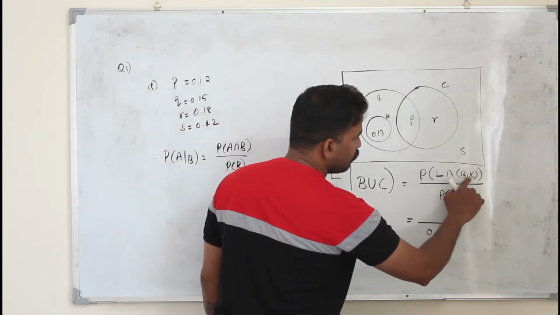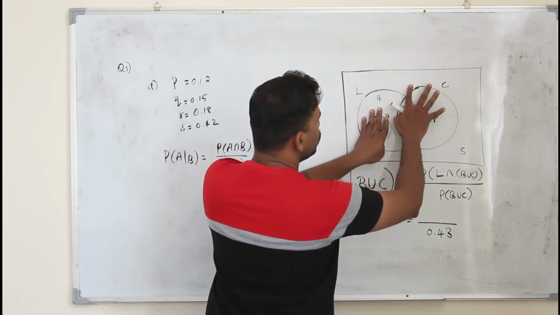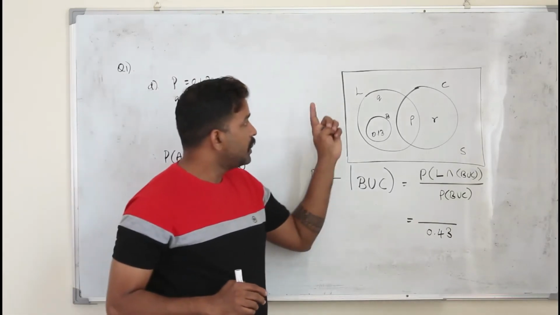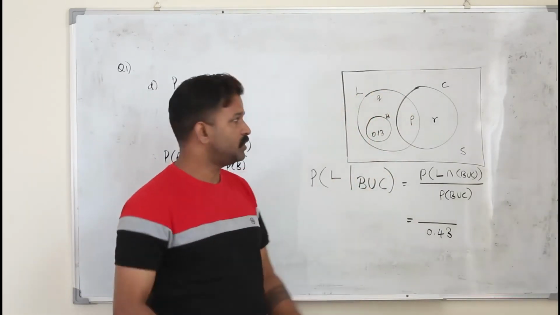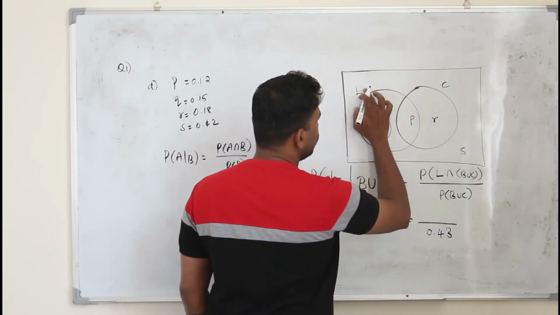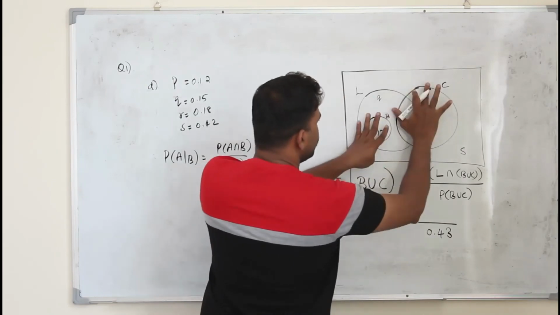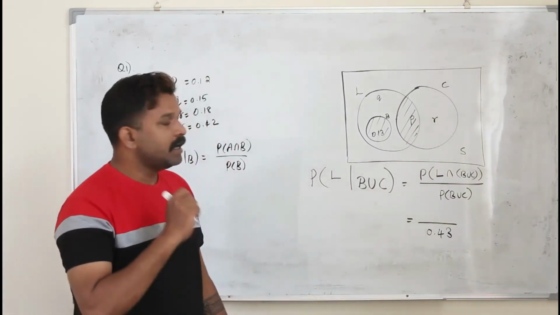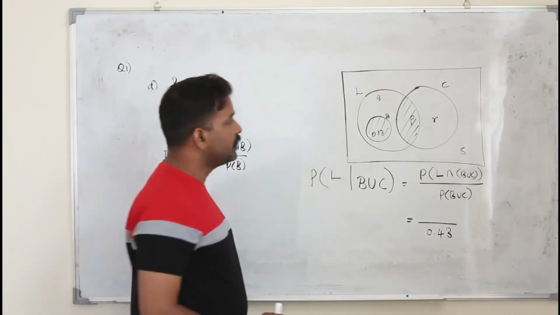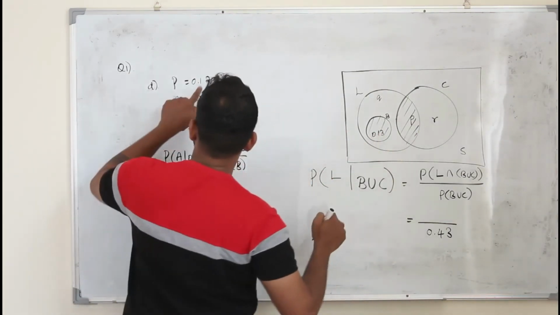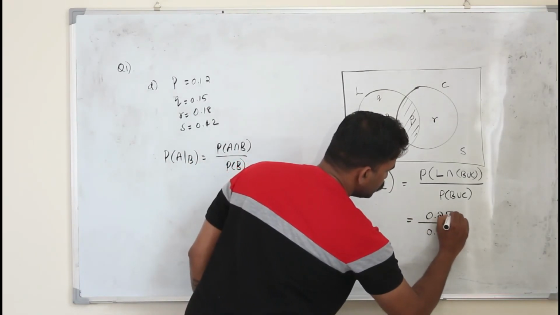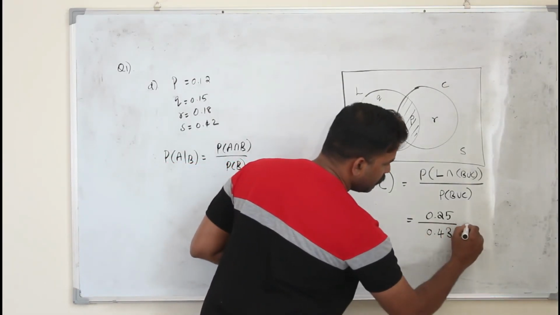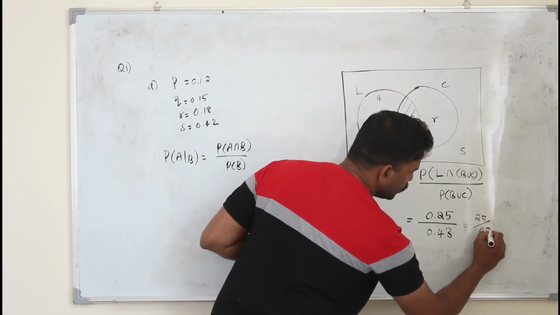And L intersection B union C. B union C is this whole thing, this whole C and B. And you need to look for a region which is common in L and B union C. So if you take this L, there are two regions that are common in L and B union C, which is B, this part, and this part. That's L intersection B union C. You need to be very careful when you find this. So you can just add them, P plus this. P is 0.12. So you get 0.25. So you can write this 0.25 divided by 0.43. 25 over 43. Both are correct answers.